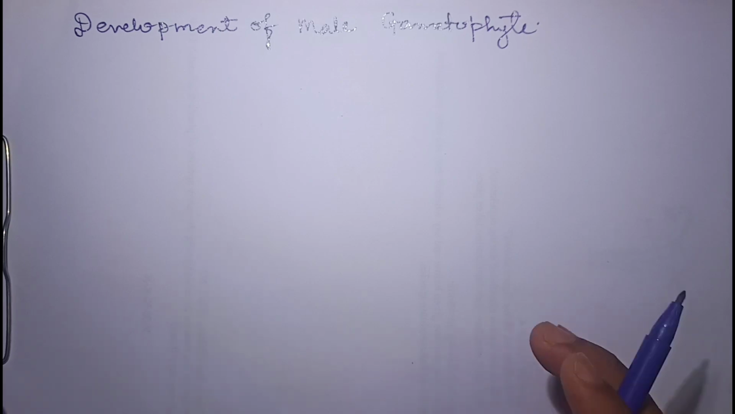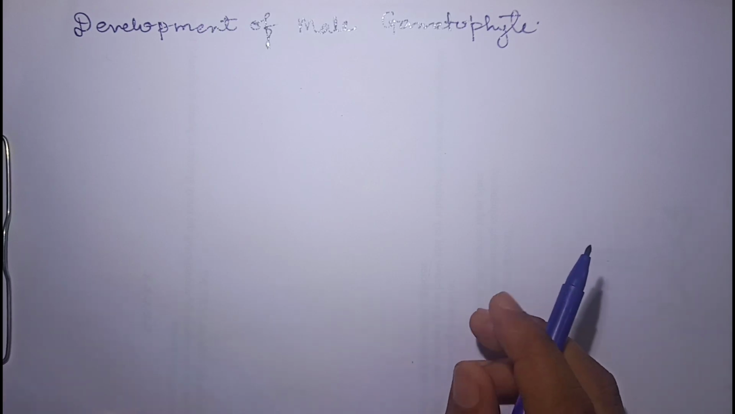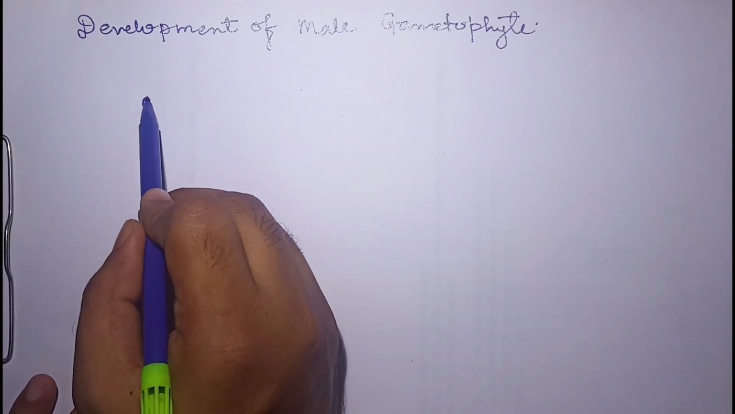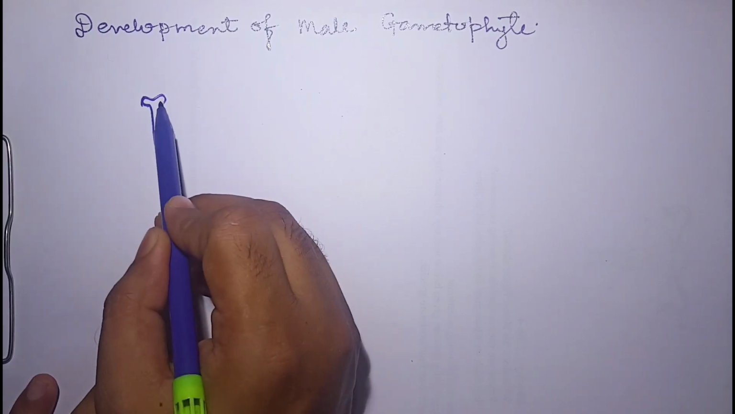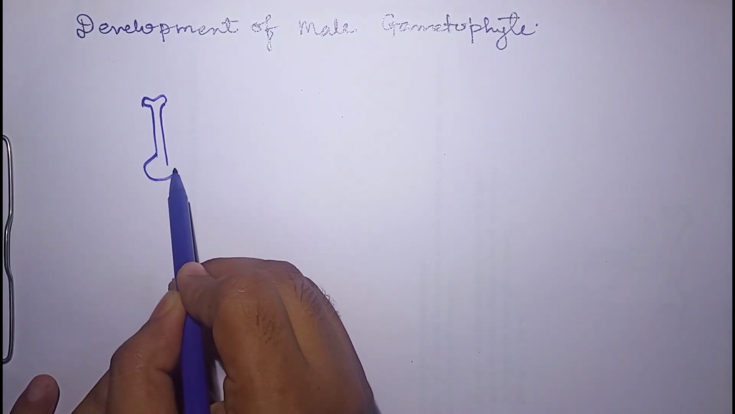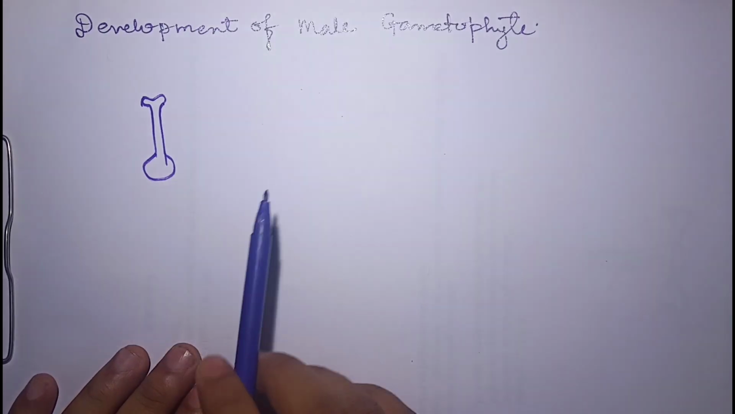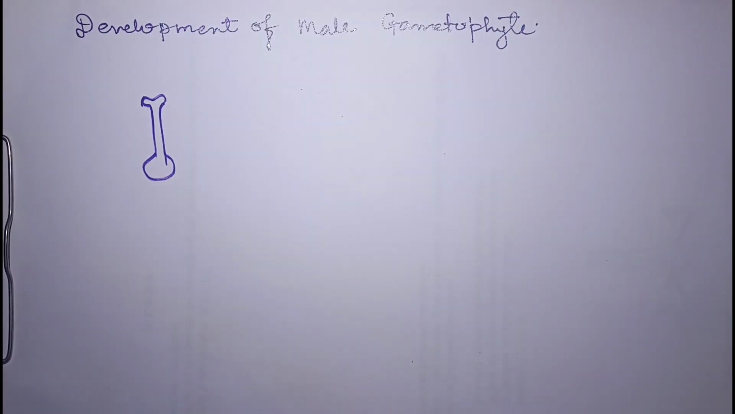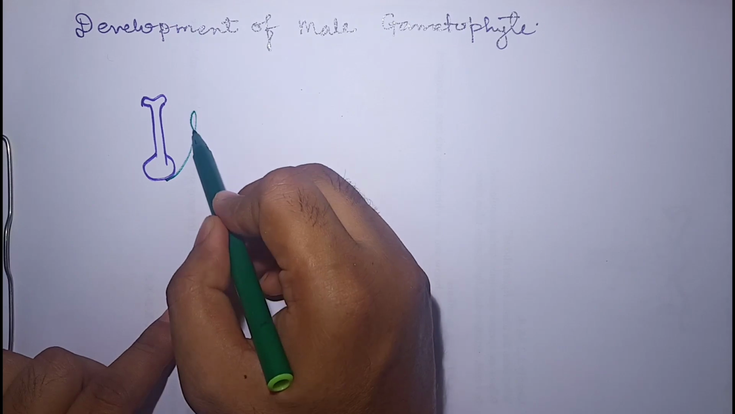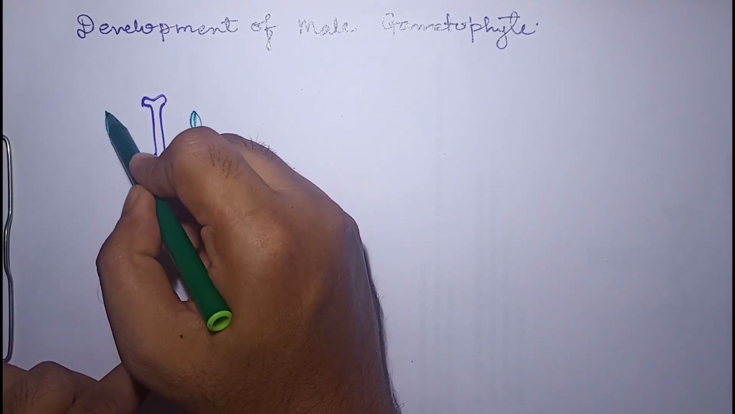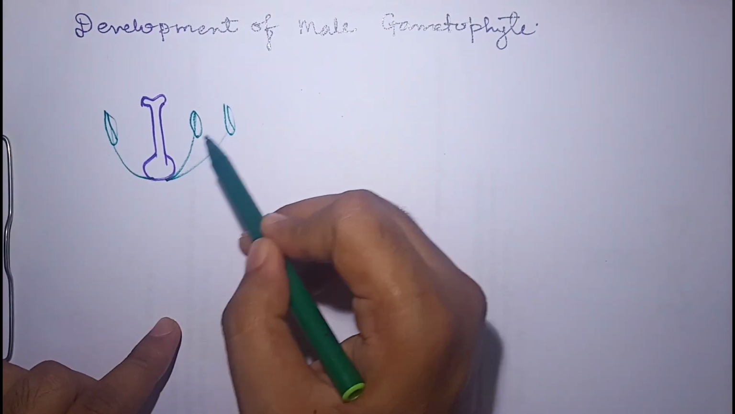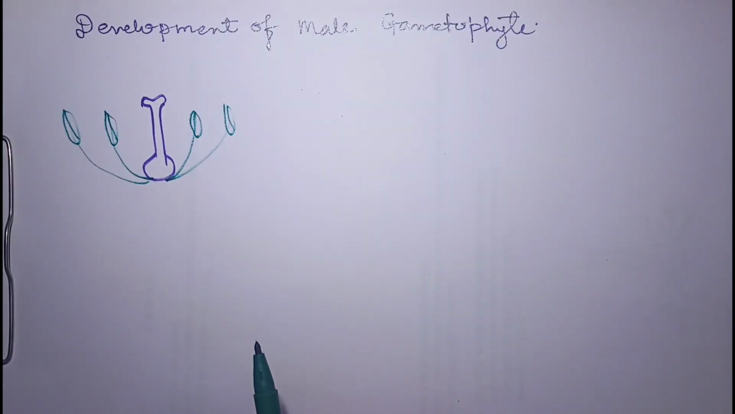Last time we studied about flower. Flower is a sexual reproductive organ in plant. At the center there is a gynoecium, right? And on either side there are androecium like this. These androeciums are called the male part of flower.